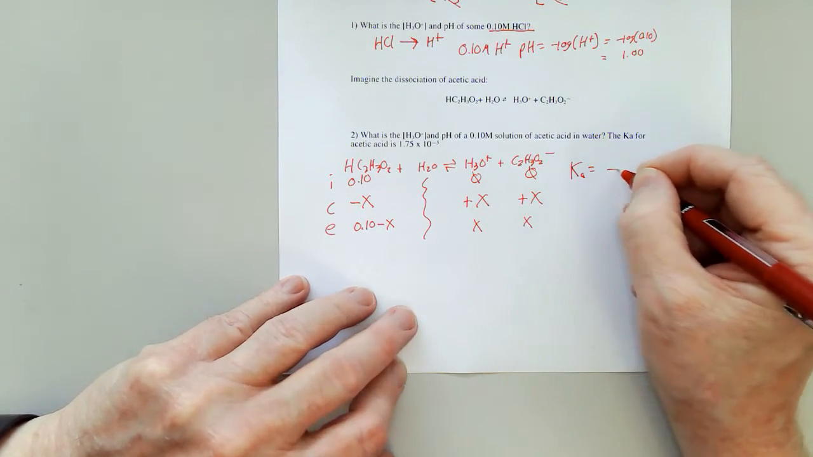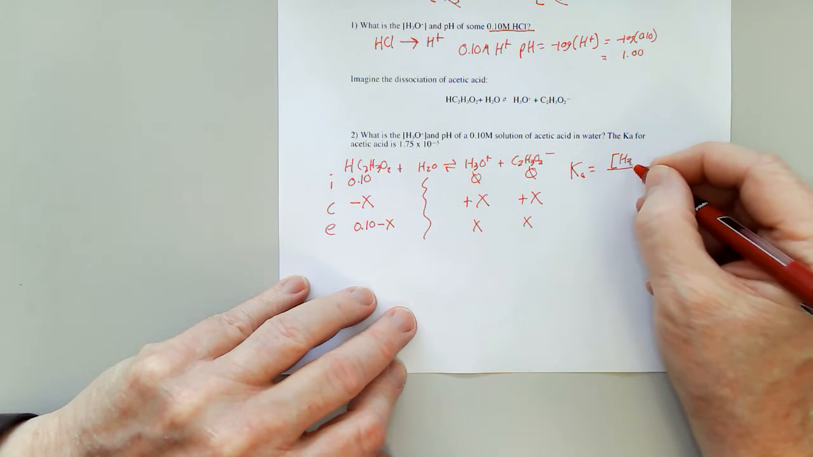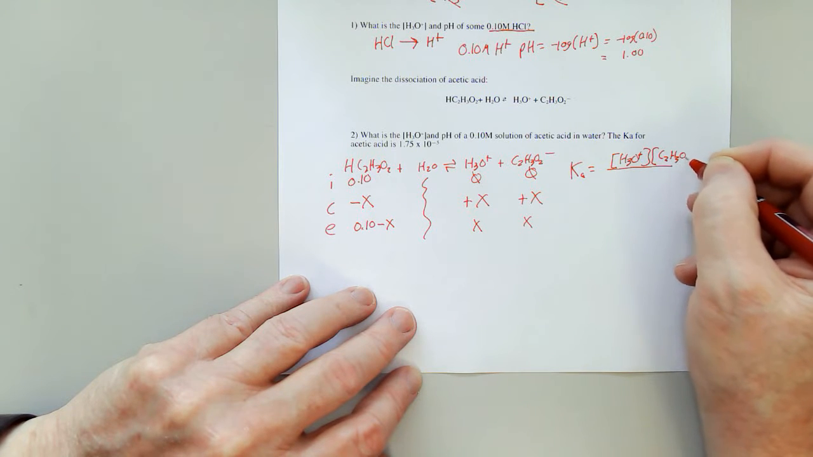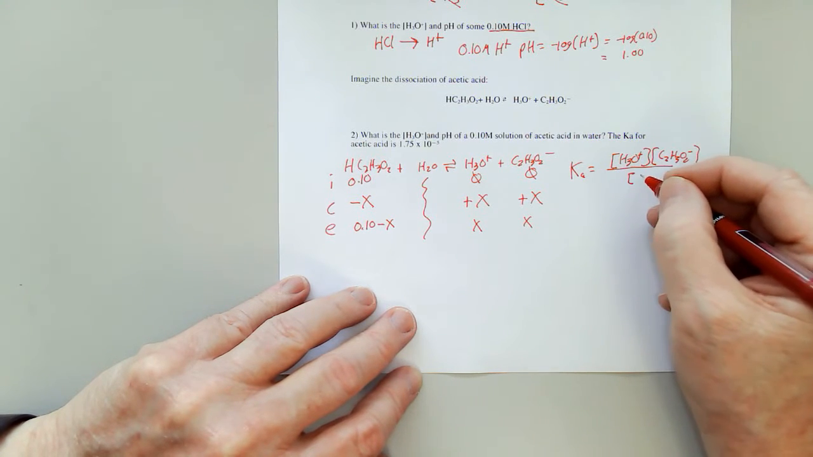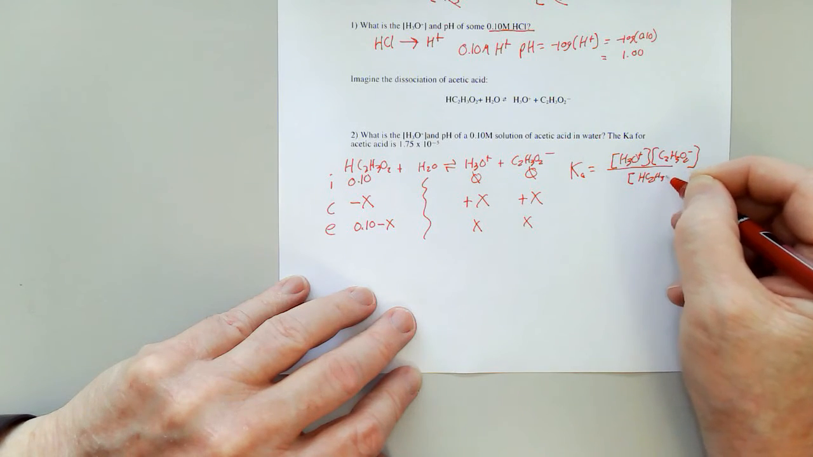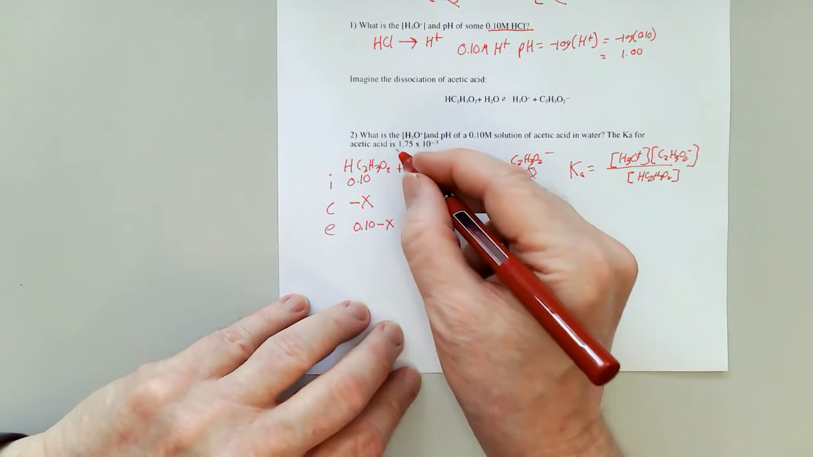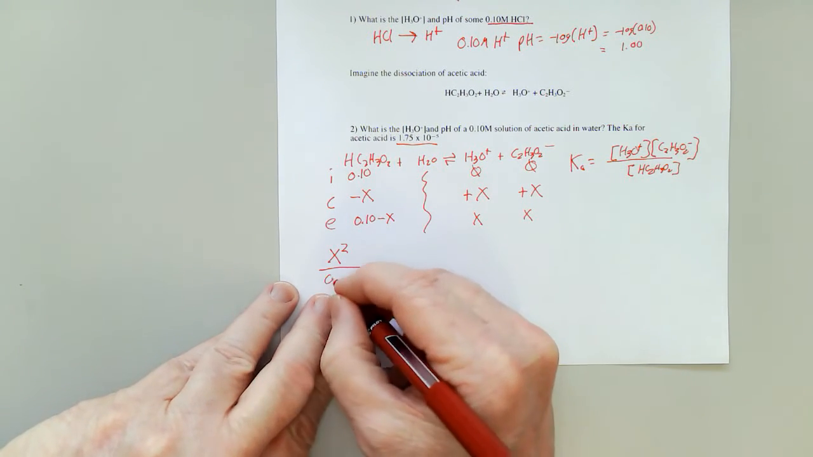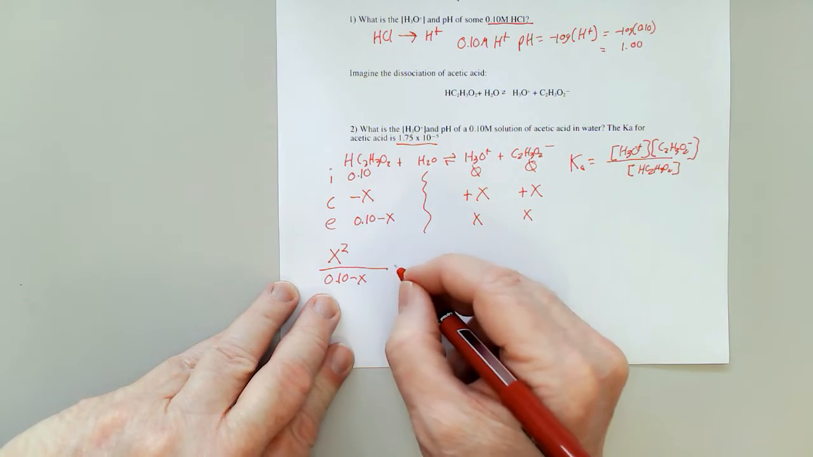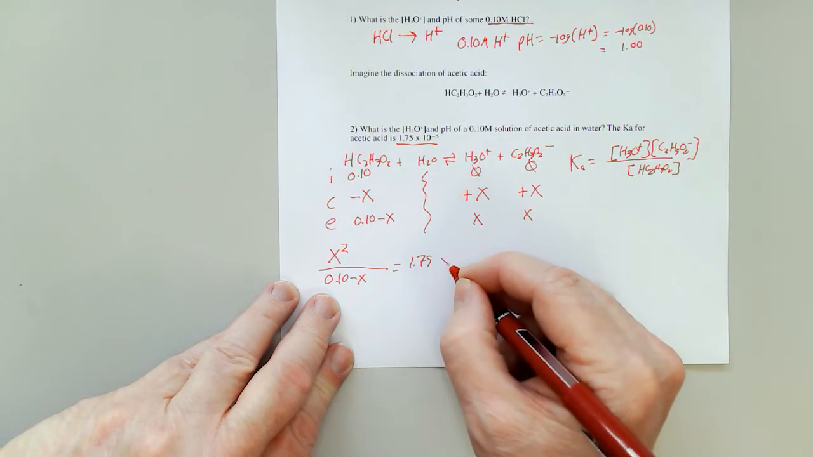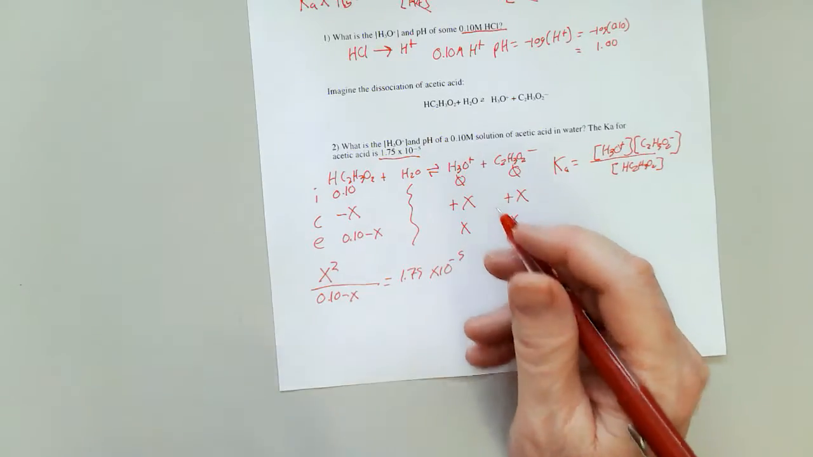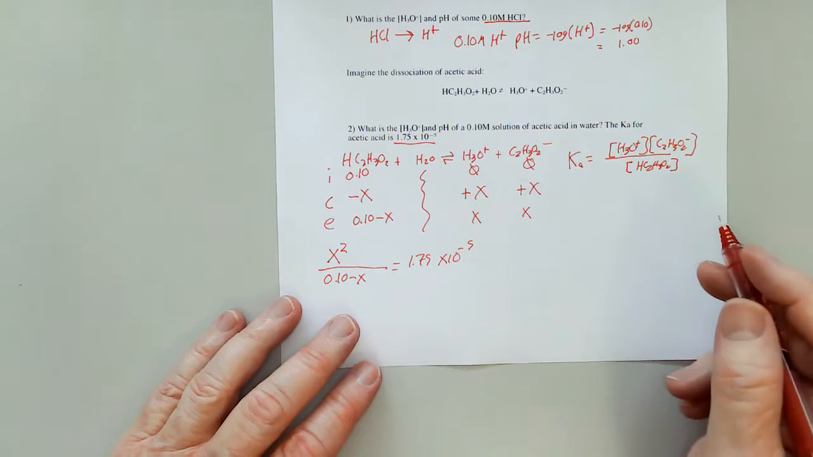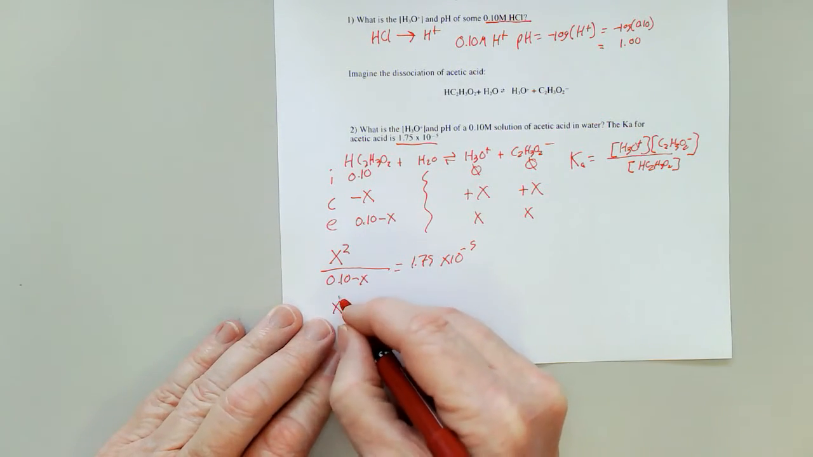So the Ka in this case is the concentration of hydronium times acetate divided by acetic acid. The value given is 1.75 times 10 to the negative fifth. So X squared over 0.10 minus X equals 1.75 times 10 to the negative fifth. I'm going to assume X is small because of the small value of Ka.